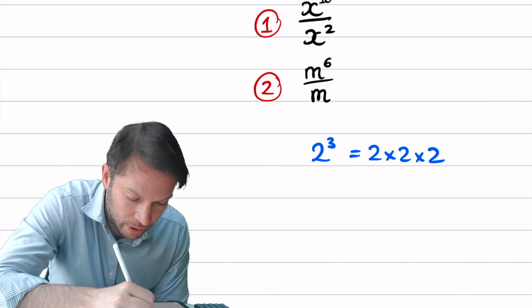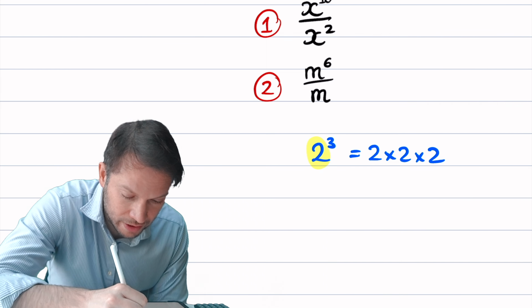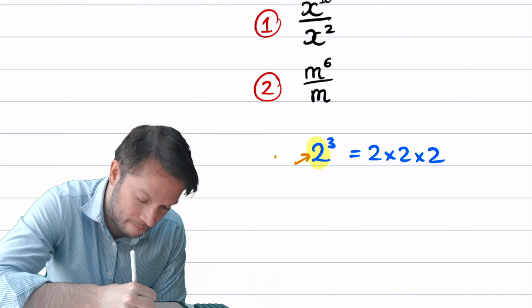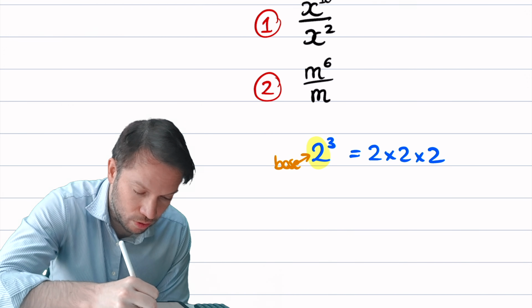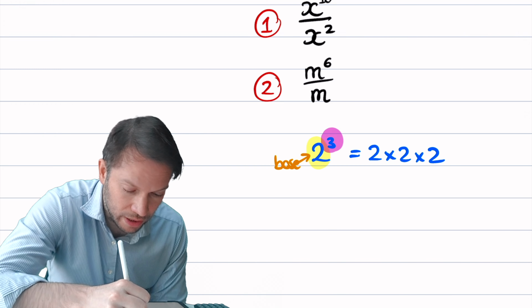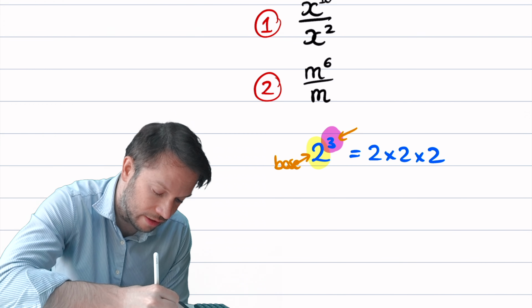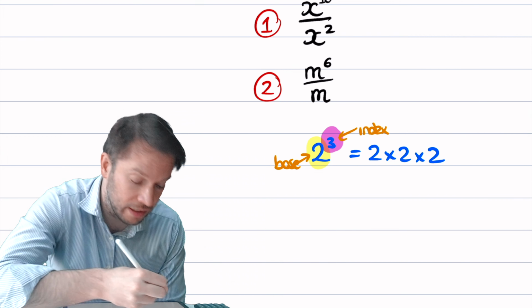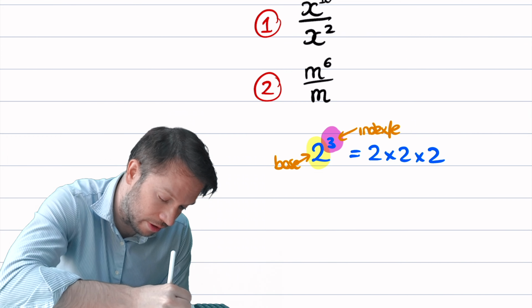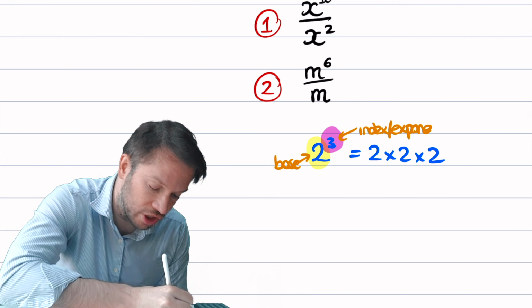And remember that we call the larger number on the left the base. And we call the smaller number on the top right the index. Plural is indices, also known as the exponent. So that's the key terminology here.